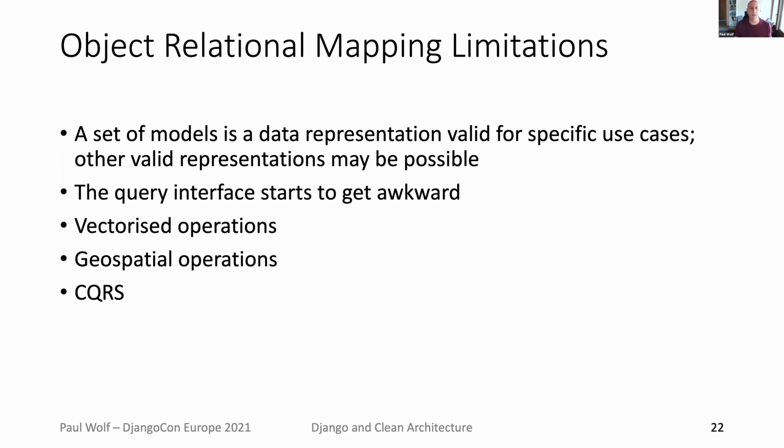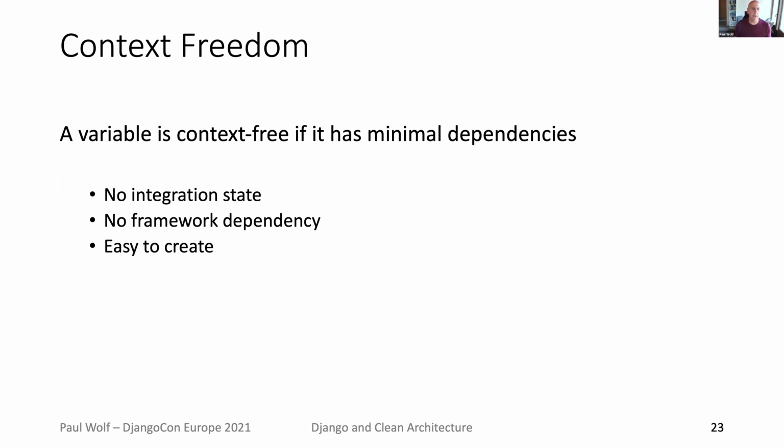And you have to think of all these things and what your use case is. So I'd like to introduce a concept. This is my naming, and it's just to express the idea that you can have objects that are context-free, meaning they have no dependencies other than the Python standard library. So they wouldn't have integration state. They have no framework dependency, so they can't be from a framework other than the Python standard library, and they have to be very easy to create. And I'm going to use this concept later. That's why I'm introducing it now.